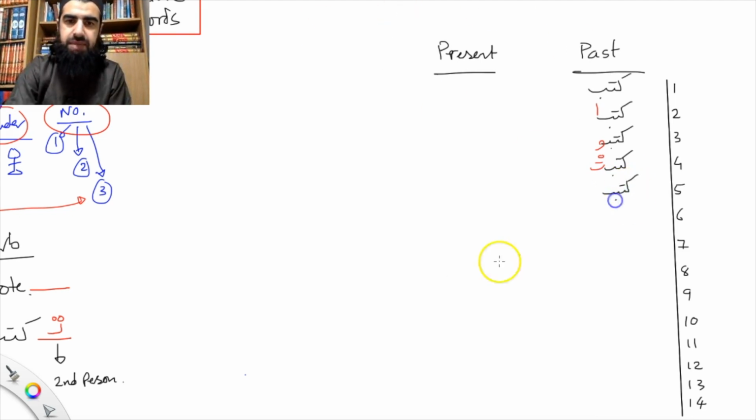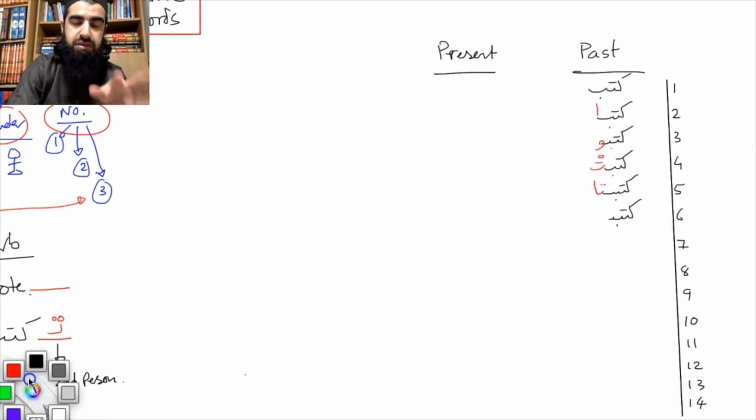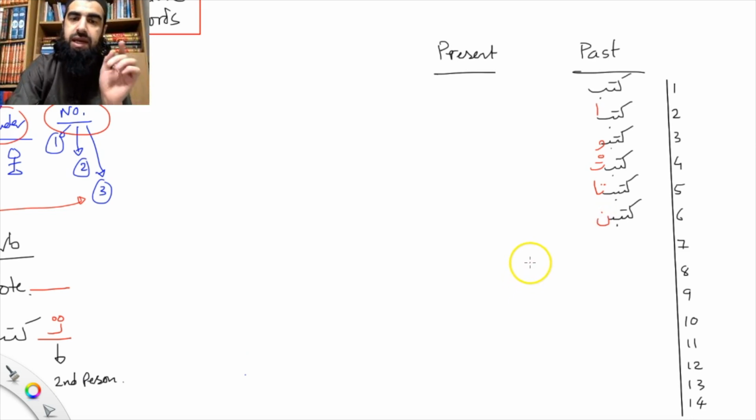Now katabat means she. So one she wrote, katabat. And then katabata, you add a ta at the end, ta and alif. That means two females, two females. Katabna means they, feminines, plural. And then you have katabta, right? So katabta means you, masculine.